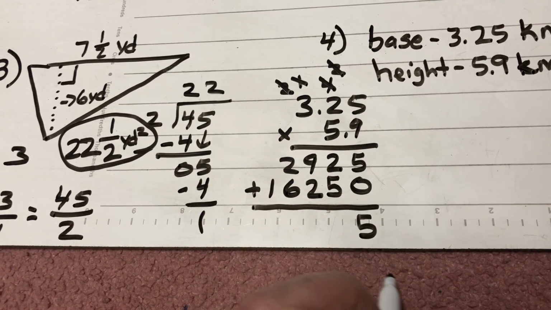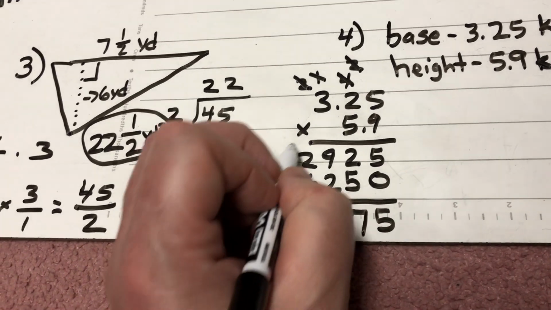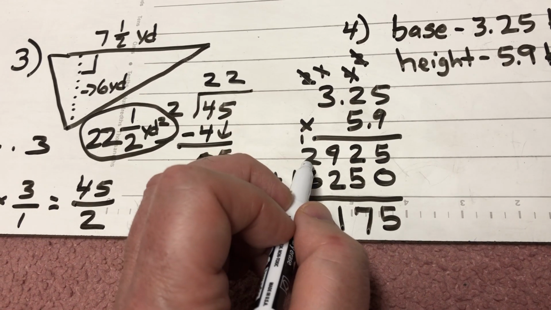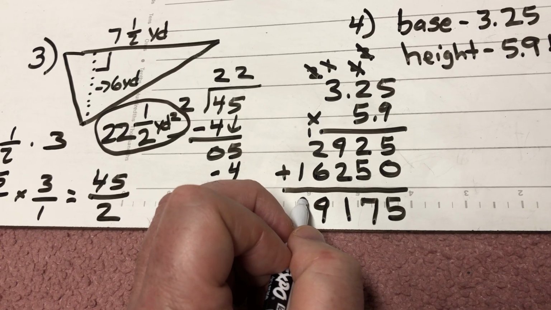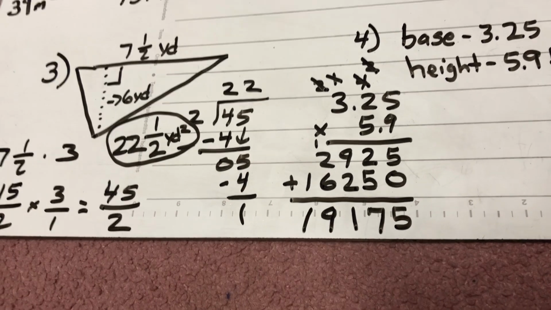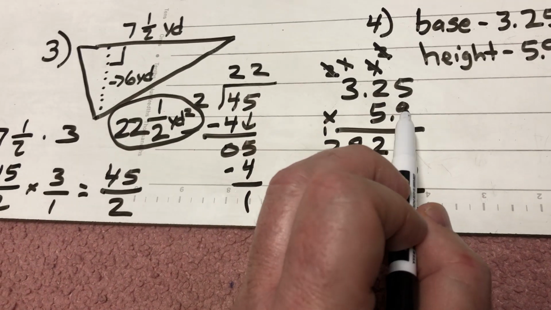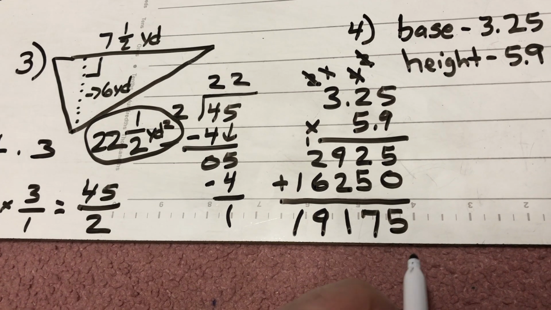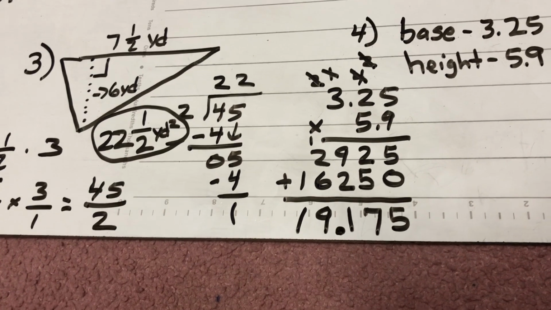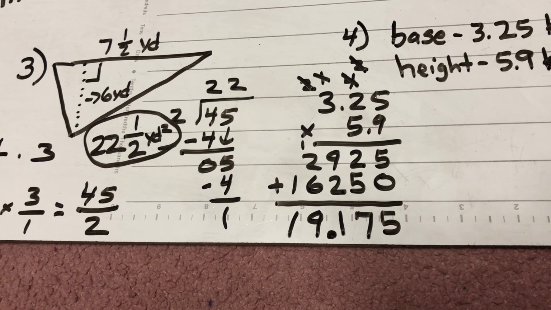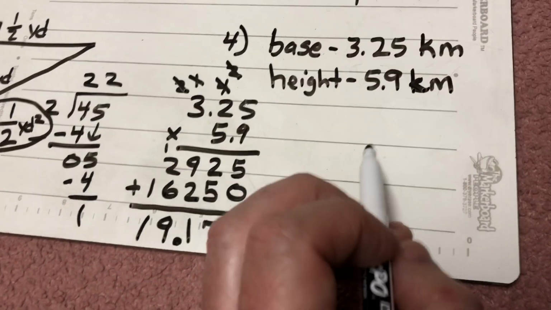5 plus 0 is 5. 2 plus 5 is 7. 9 plus 2 is 11. Put the 1 down, carry the 1. 1 plus 2 is 3. Plus 6 is 9. Nothing in 1 is 1. There are 1, 2, 3 numbers that come after the decimal in the problem. So I need 1, 2, 3 numbers that come after the decimal in my answer. 19 and 175 thousandths. But now I have to divide that by 2.